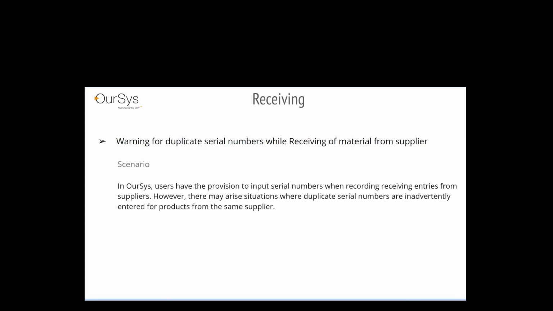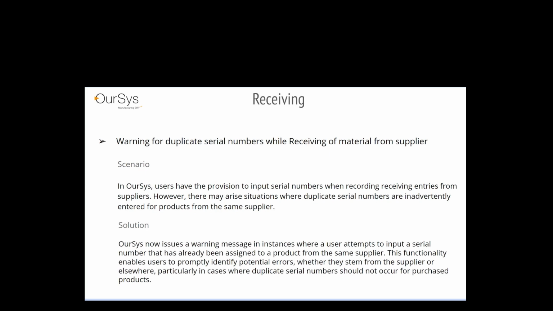Now moving to the receiving module, that is stores. Warning for duplicate serial number while receiving material from supplier. Previously there was a provision to enter the serial number when receiving an item from the supplier. However, there might be cases where a serial number is mistakenly entered for multiple products from the same supplier. To tackle this, we now display a warning message if a user enters a serial number that has been assigned to the same product from the same supplier.